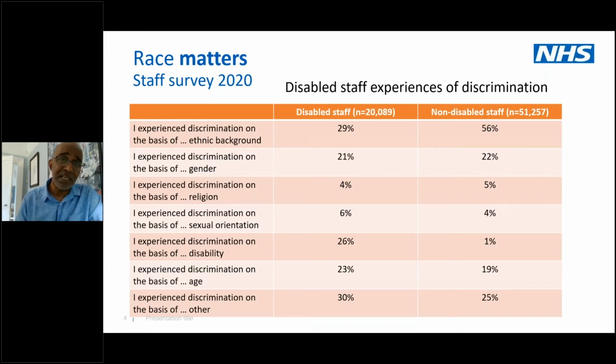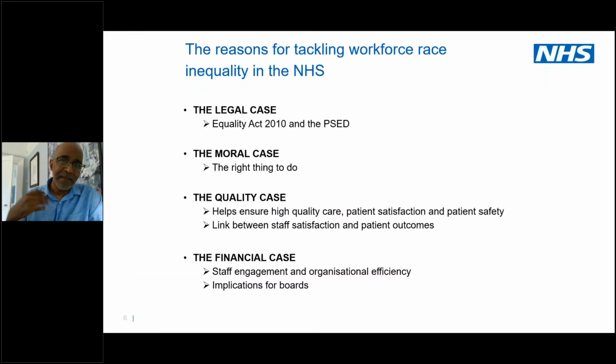From the same staff survey, this is looking at disabled staff. There's a little nugget of information here. If you compare the experience of the different forms of discrimination in disabled staff, the two columns match each other. The one that's strikingly different is disabled staff from an ethnic background, where it's almost twice as likely. In other words, this whole intersectional thing is amplified by race. Race matters, okay? We have to get this race bit right for all sorts of reasons.